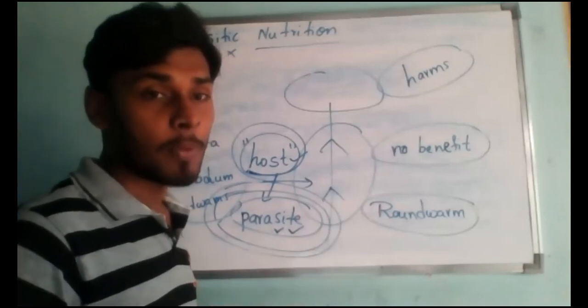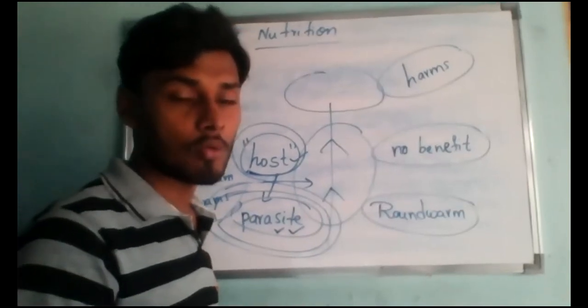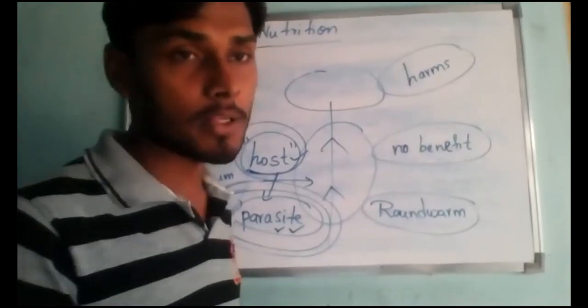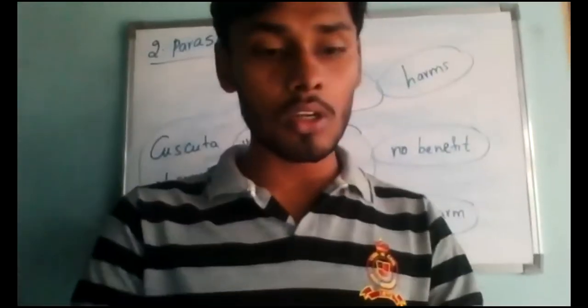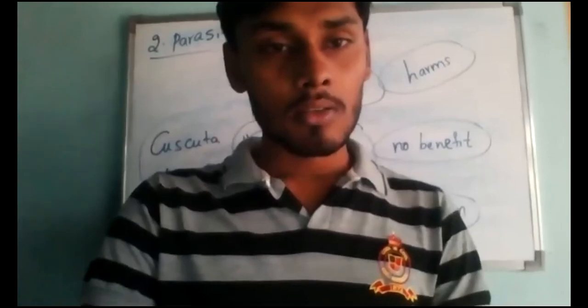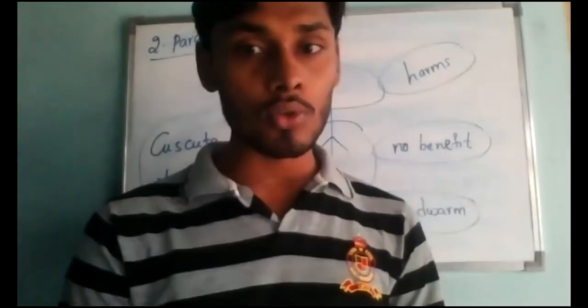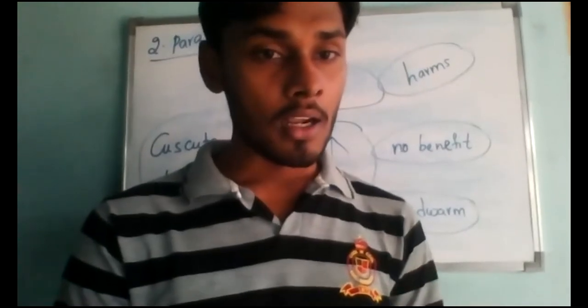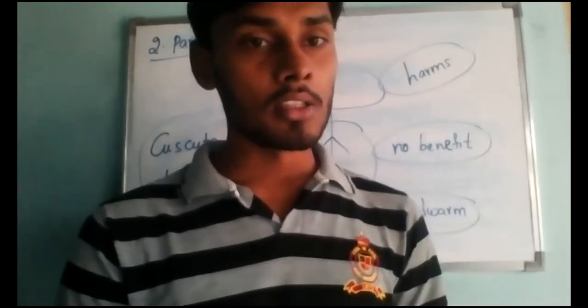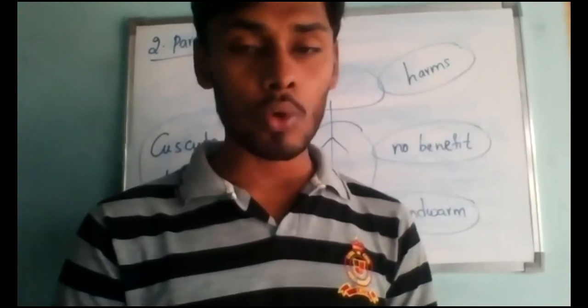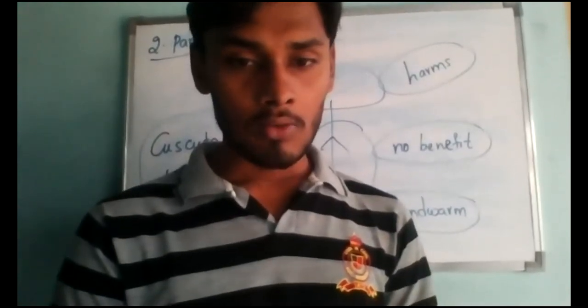So these parasites, let me show Kaskuta. How many of you know Kaskuta? Please tell me. Do you know Kaskuta? Yes, sir. So the Kaskuta plant, if you observe, grows on another plant. We used to call it dodder. This Kaskuta plant you can see growing on some other plants. One minute, I will show you.